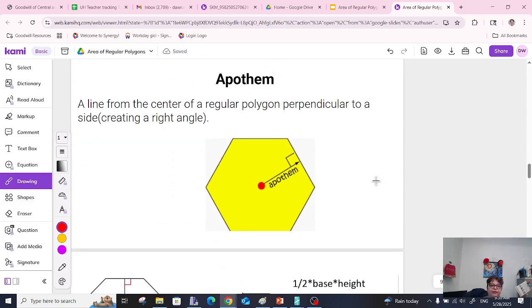Okay, so we're learning a new vocabulary word today: apothem. It's not an animal that comes out at night and looks really ugly like a possum. This is called an apothem. An apothem is a distance from the center of a regular polygon. The key word is regular, meaning every side and every angle has the same measure. And it's perpendicular to the side, which means creating a right angle.